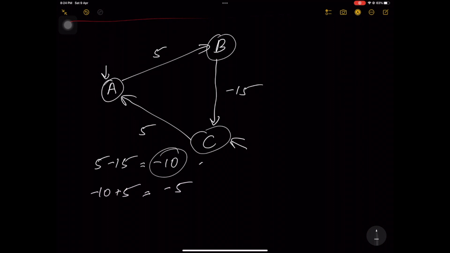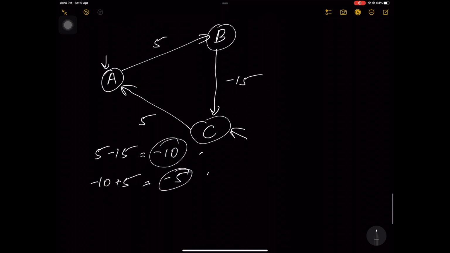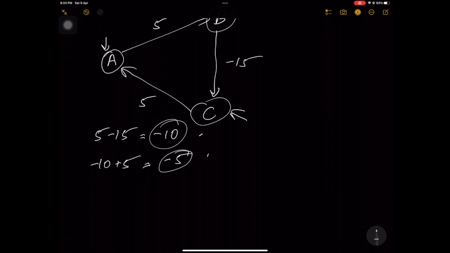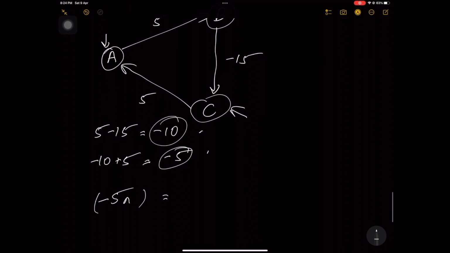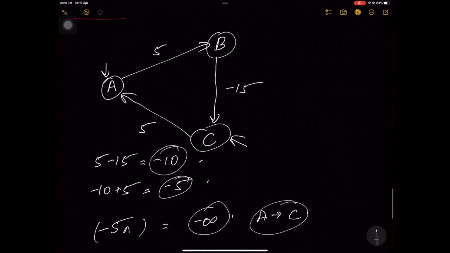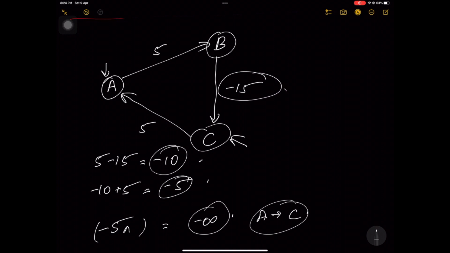So do you see where I'm going? Every time I do one instance of A to B, B to C, and C to A, I'm doing a cycle of minus 5. So the shortest distance is minus 5 times n, where n is the number of times I'm doing this iteration. So that basically makes it minus infinity. The shortest path from A to C is minus infinity in this scenario. So this scenario is where I have a loop where the negative component, which is 15, outweighs the positive component. So 5 plus 5 is 10.